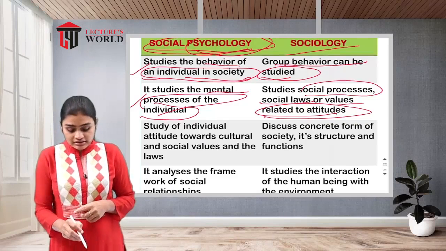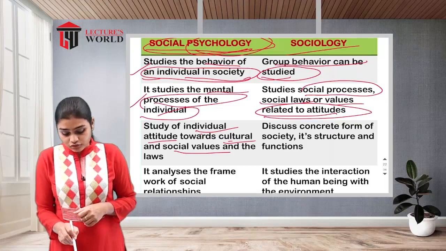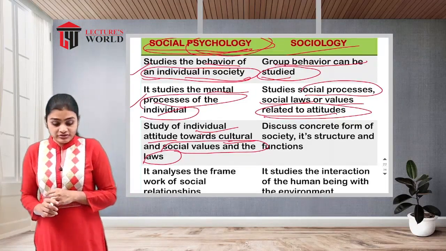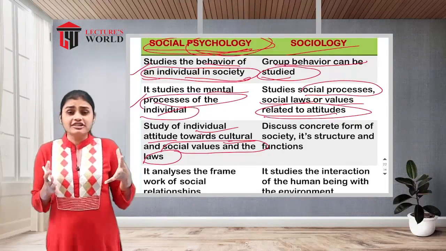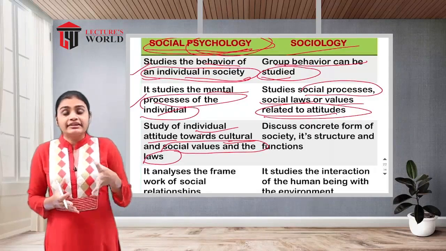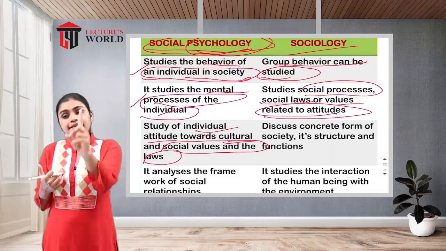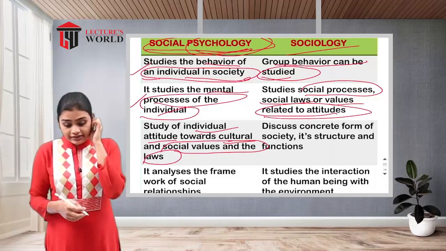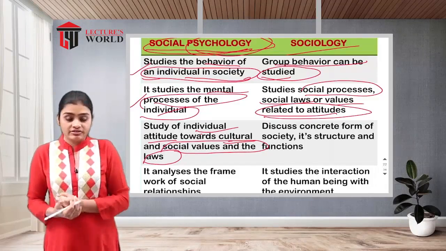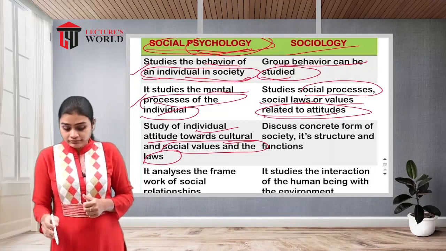The other thing is the study of individual attitude towards cultural and social values and laws. Social psychology is going to study the attitude towards cultural and social values, that means how one individual considers the culture of other individuals. That attitude, whether acceptable or not acceptable, favorable or non-favorable, we can learn with the help of social psychology.